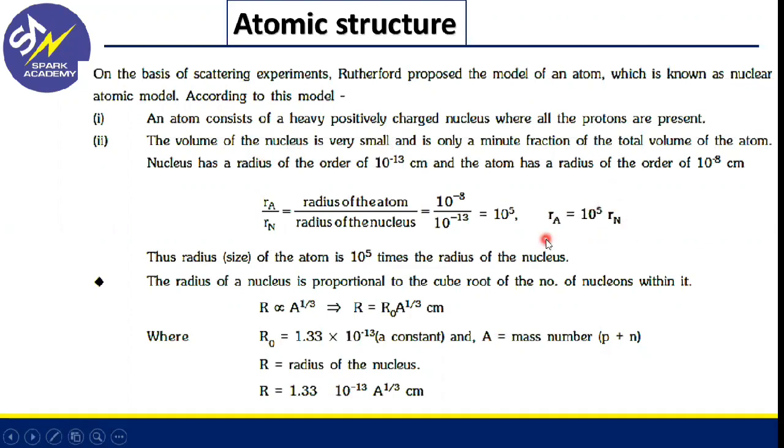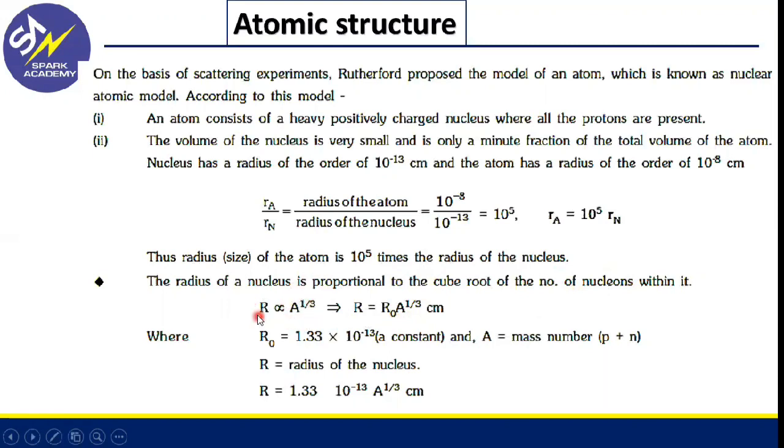What we saw about atomic radius in our first slide is that the radius of the atom is about 10 to the power of 5 times the radius of the nucleus. The radius of the nucleus is also proportional to the number of nucleons present in it, so the radius would be proportional to the cube root of the mass number.